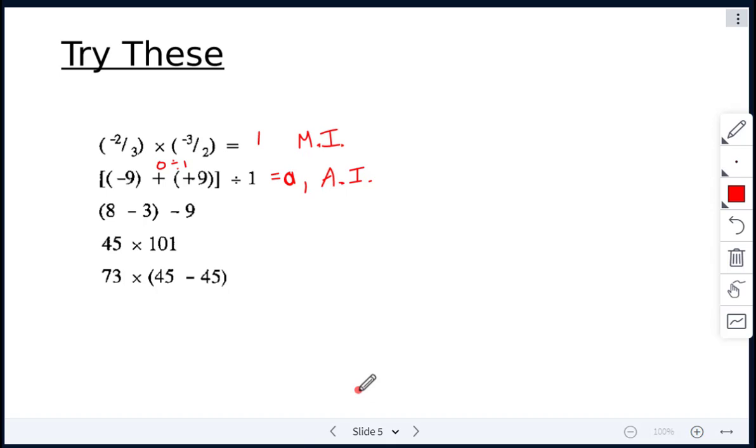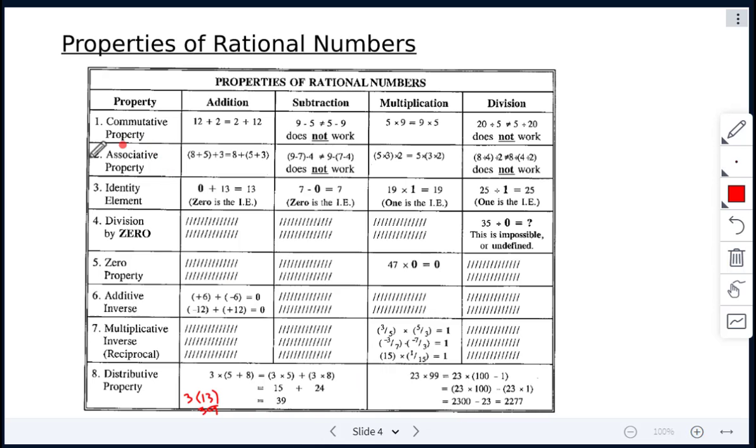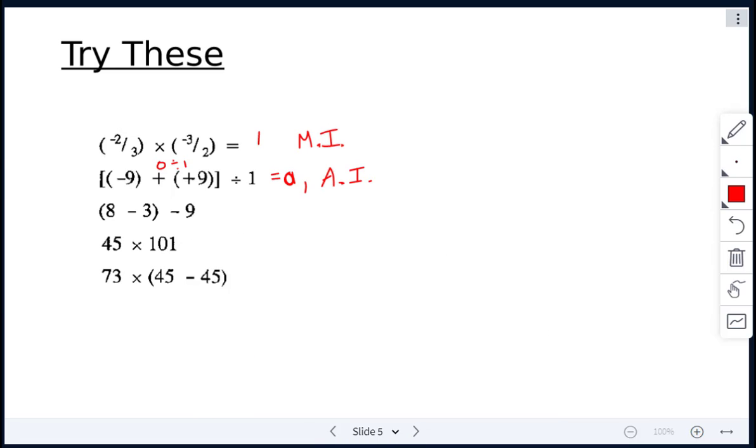All right, so next we have 8 minus 3 minus 9. Here, the property we're using is associative property. I'll just call it AP. The answer here, 8 minus 3 is 5. I'm just going to show it like this. So then we end up with 5 minus 9. Our answer is going to be negative 4. And we used associative property, so AP.